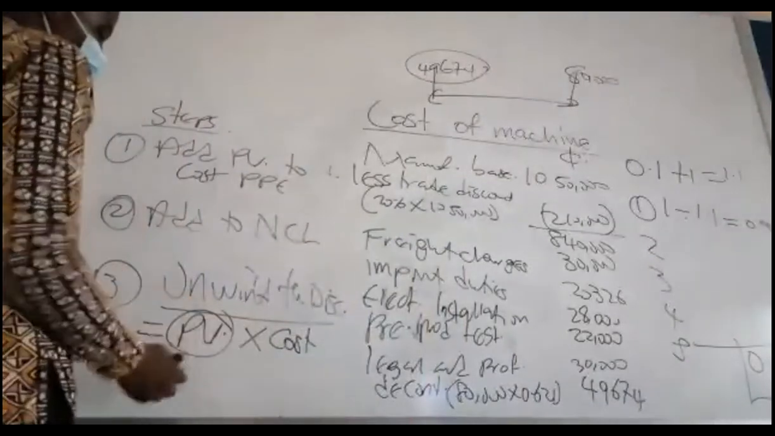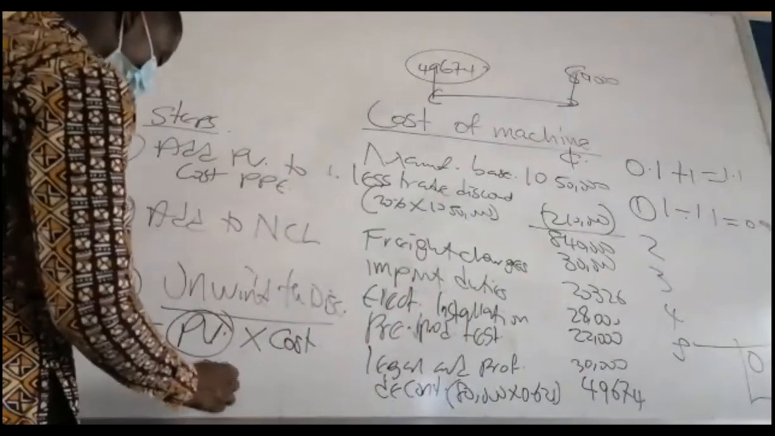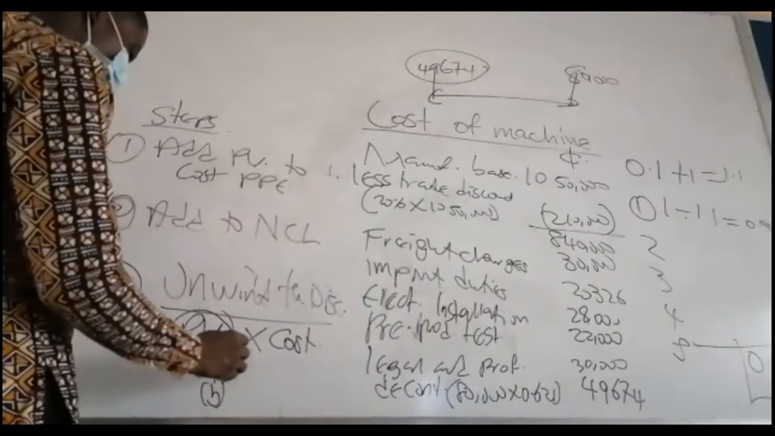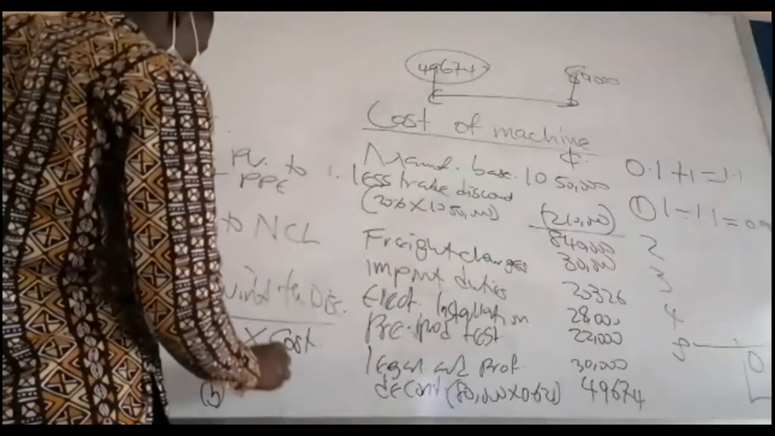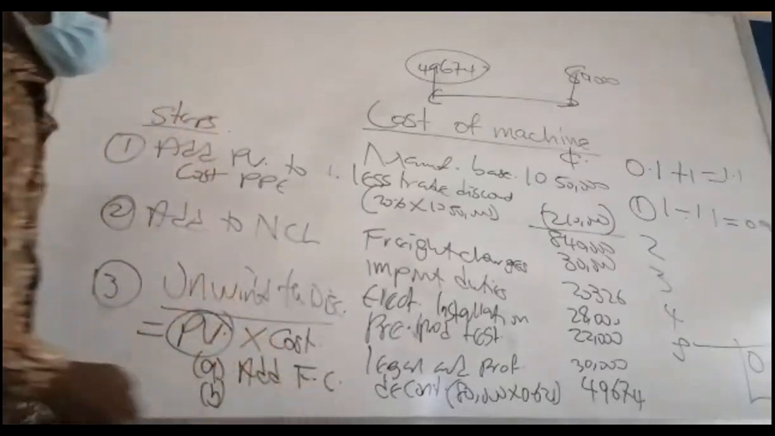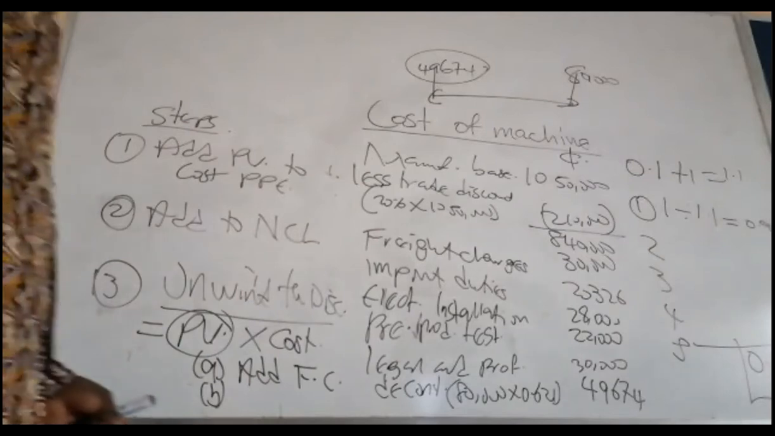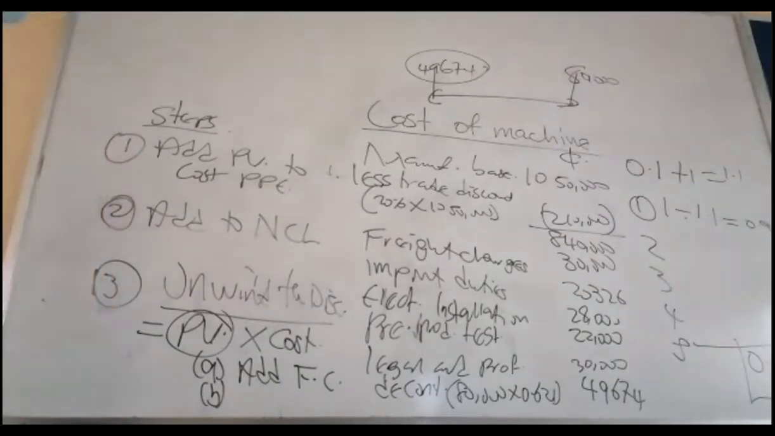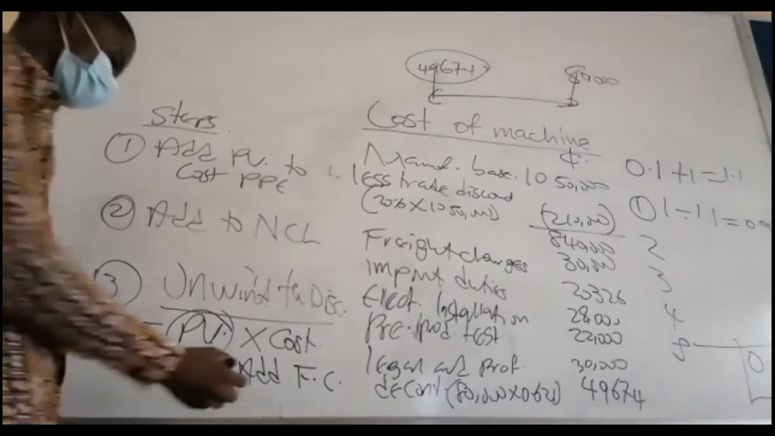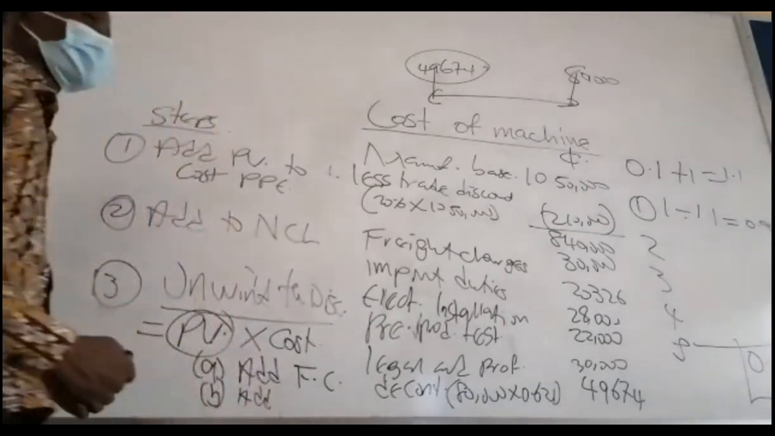After multiplying by the cost of capital, whatever answer you get has two treatments. Treatment number 1, you add it to finance cost, because it is an interest cost. Treatment number 2, add it to the liability at the start.